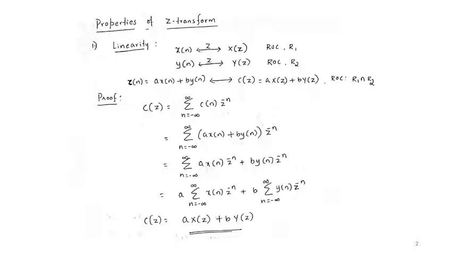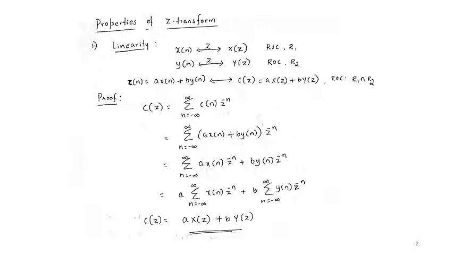I'll explain that intersection while solving the problems. Now by using the definition of Z transform, you can write C of z is equal to the summation from minus infinity to plus infinity of c of n z to the power minus n. We know that c of n is a into x of n plus b into y of n. So I'll substitute in that equation: summation from minus infinity to plus infinity of a into x of n plus b into y of n, times z to the power minus n.